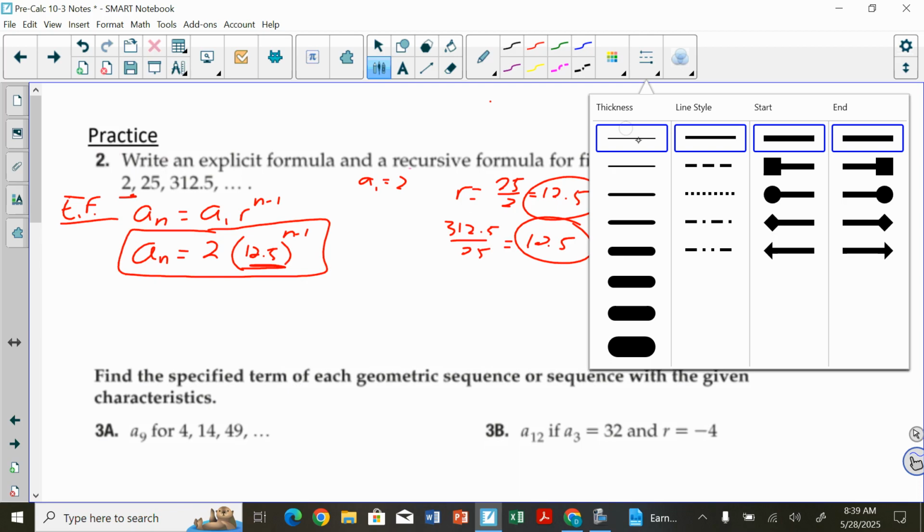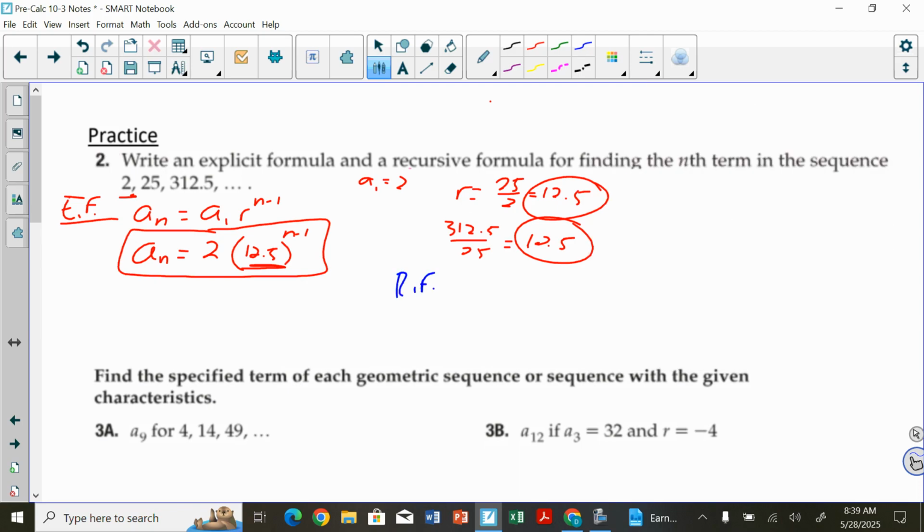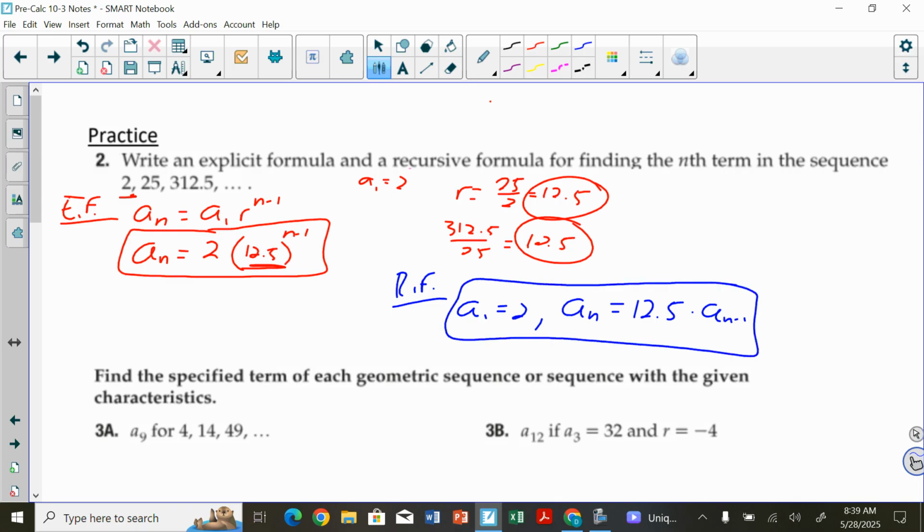For the recursive formula, just written a little differently. Remember, they just state what a1 is. So a1 is equal to 2, and then we want to put a comma, and we just want to say that these two are products of each other. So a n equals the product of r times a to the n minus 1, which is the previous term. So that's all they're saying there with the recursive formula. So find your r value first, then you can plug it into the formula here with your a1.